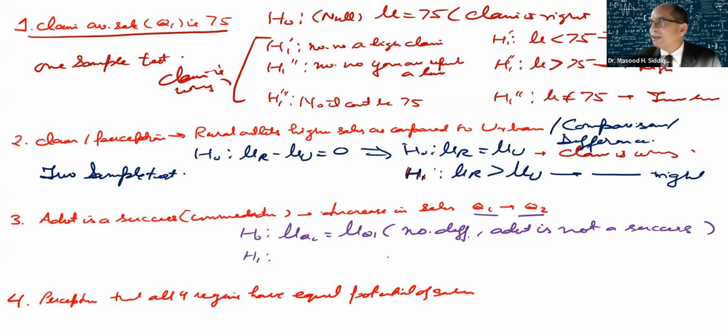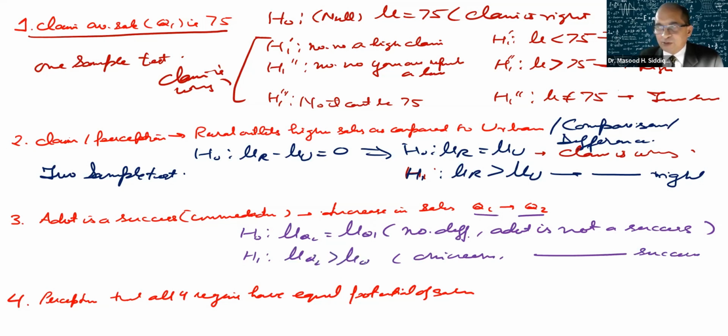And what could be H1? That there is an increase, means the advertisement is a success. So mu Q2 is greater than mu Q1. The average sale of the second quarter is greater than the average sale of the first quarter. This is also known as a two sample test. Why two samples? We require one sample from Q1 and another sample from Q2. Now, what is the difference between these two?